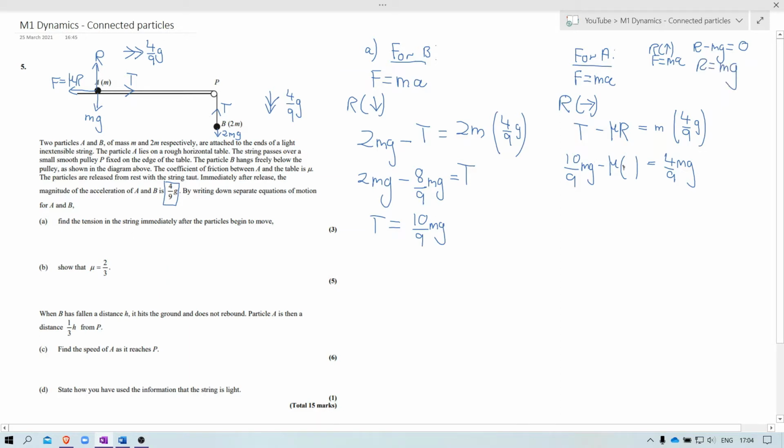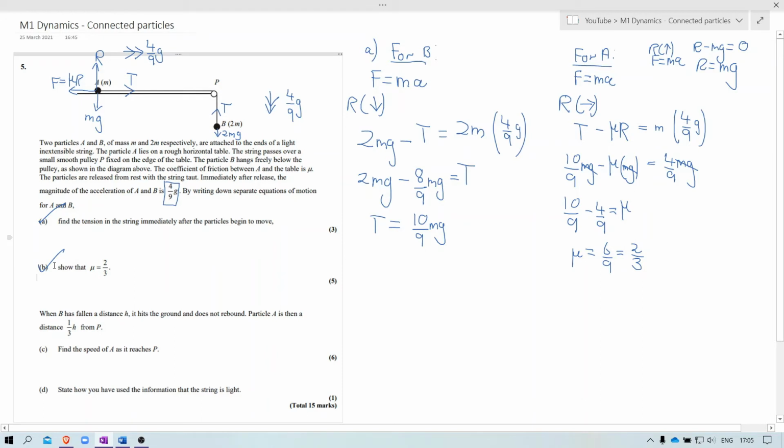So I can replace R here with mg. Now I can divide both sides of the equation by mg. By doing so, I can cross out all the mg's. Then I can just do some basic algebra, rearrange for the coefficient of friction, which is mu, and I get mu is equal to 6/9, which, lo and behold, surprise, surprise, is equal to 2/3. Okay, so that's part A done. I'll tick that off, and that's part B finished as well.